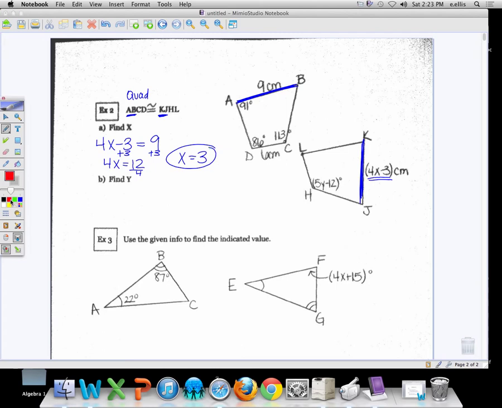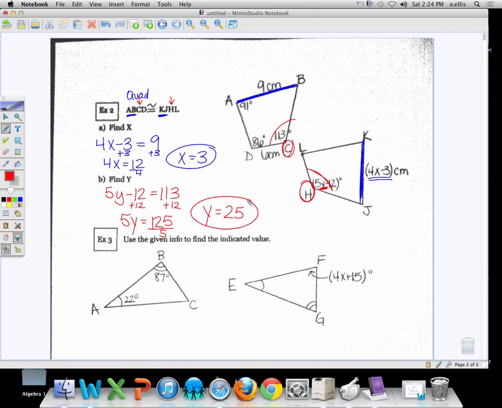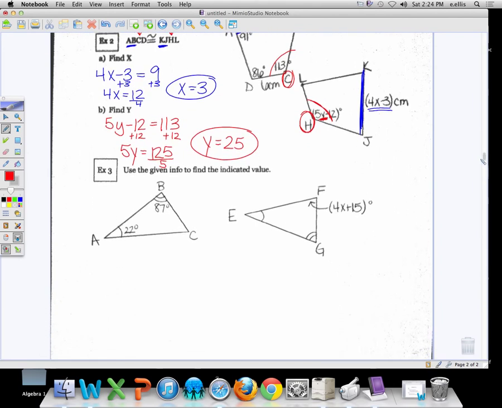We need to do the same thing to find y. Now y, search for it in your picture, y is over here at angle H. Okay. Now, angle H, let's go to our congruent statement. H is that third letter, which means that it is congruent with the other third letter, angle C. Well, we know that angle C is 113 degrees. Those angles are congruent, so 5y minus 12 is equal to 113. I add 12 to the right. I have 5y equal to 125. If I divide by 5, y is going to equal 25. It's all about matching your parts up, and your congruent statement is going to tell you exactly what parts match with other parts.